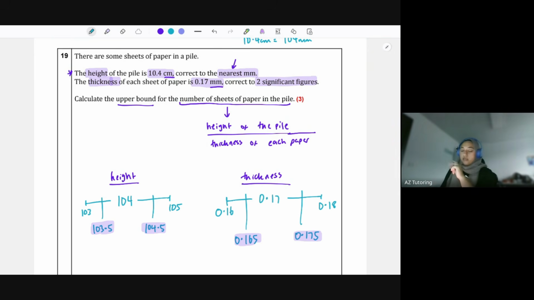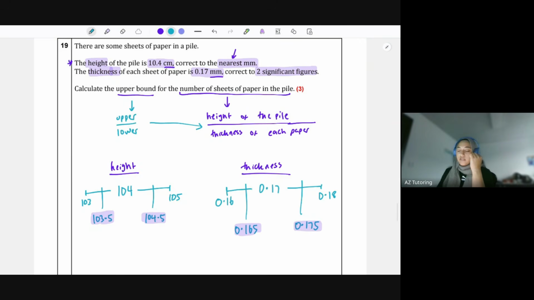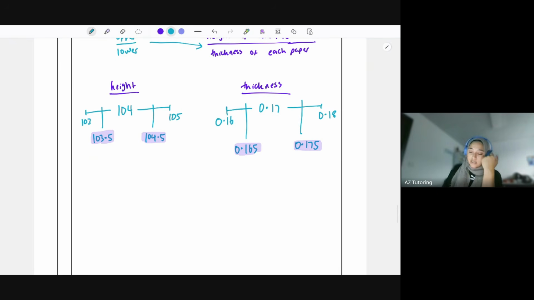Now, remember when you're dividing two numbers and you want the upper bound of it, you always do the upper divided by the lower. So in this case, we're going to take the upper bound for height because that's what's on top of the fraction, and we're going to take the lower bound of the thickness of each paper. If this doesn't really make sense to you, why am I doing upper divided by lower? Just think, if you've got a fraction and you keep making the bottom of the fraction number bigger, you're actually making the number smaller. So I'll just give you an example just to the side anyway.